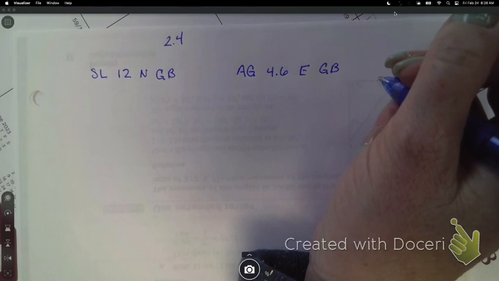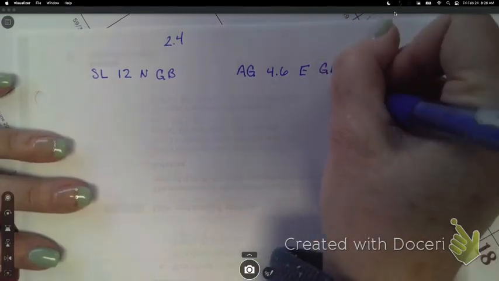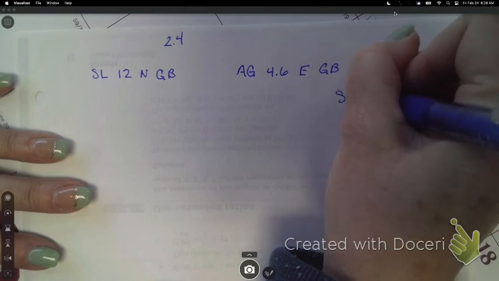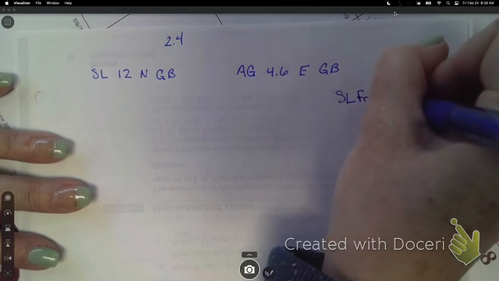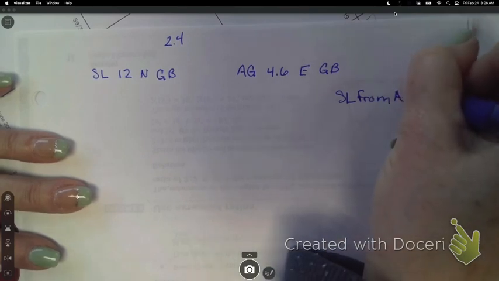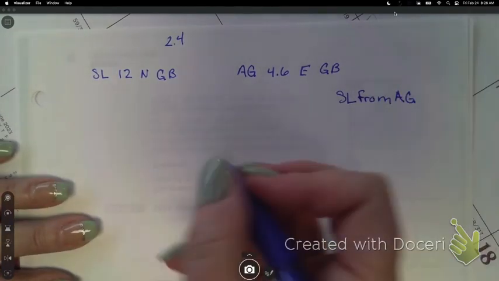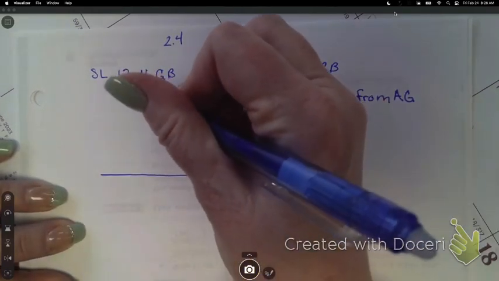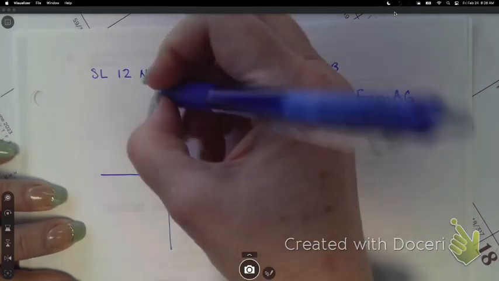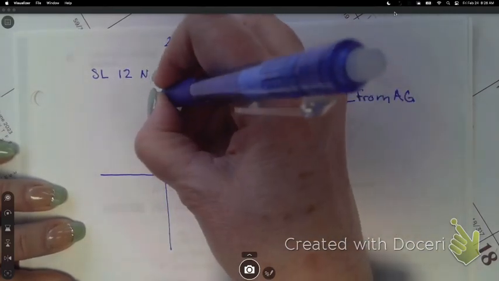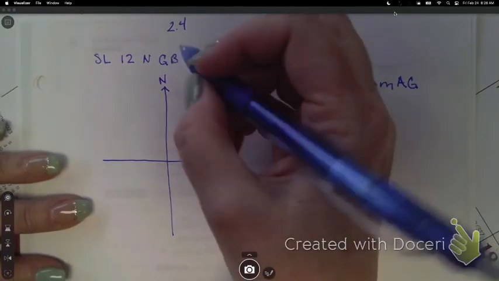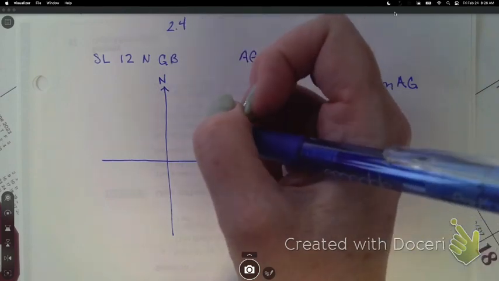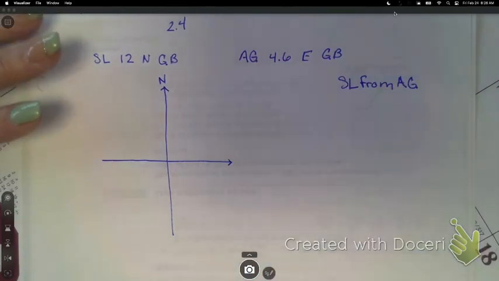What is the bearing of San Luis from Aurora Grande? So I need to draw a picture of this, yes? So the easiest thing to do is start with a big north-south line. You have to have the end up here so we all know it's a north-south line.